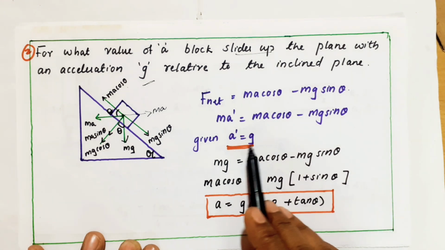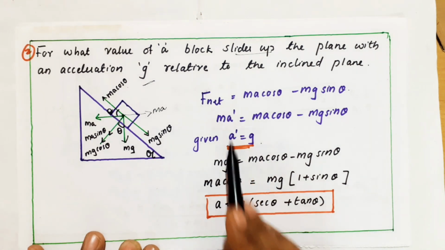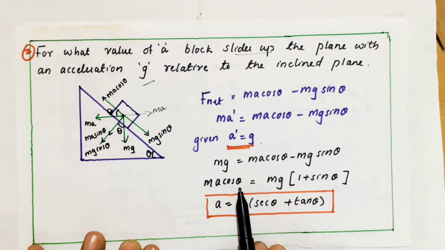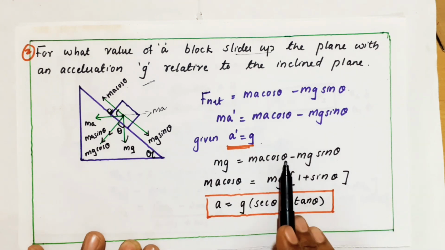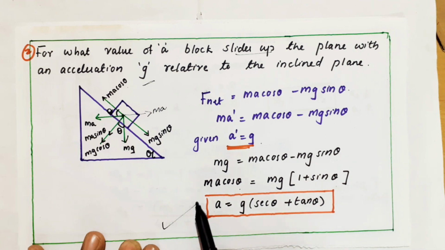And they told us a dash is nothing but g. So we can write a dash is equal to g. Substitute here: mg is equal to ma cos theta minus mg sin theta. Ma cos theta is equal to mg, take to the other side, mg into 1 plus sin theta, or a equals g into sec theta plus tan theta. So a is equal to g into sec theta plus tan theta.